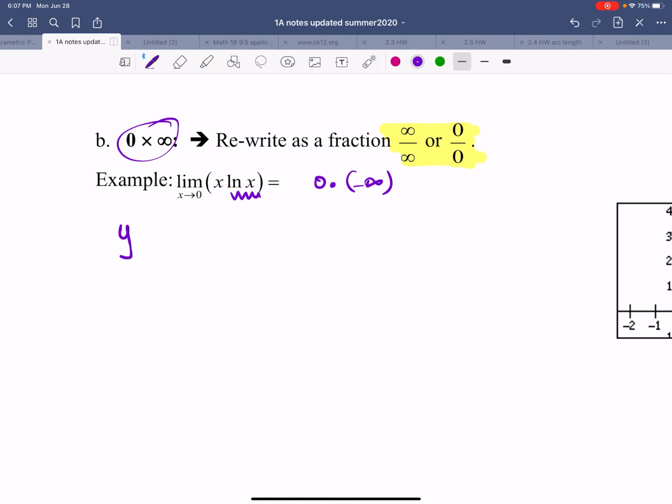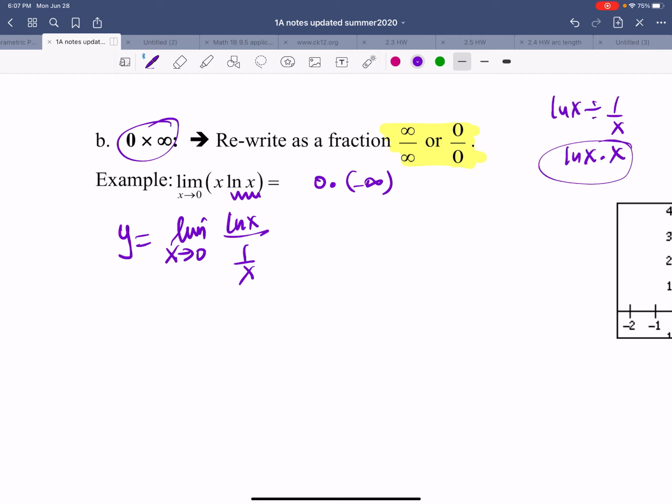We cannot use L'Hopital's rule until we have something in this shape or form. So I'm going to rewrite it. I'm going to say y is equal to limit x approaches 0, natural log of x over 1 over x. Go ahead and take a look at it. It is totally fine to do that, because if you simplify this complex fraction, you're doing natural log of x divided by 1 over x, natural log of x times x. It's back to what you started with. So we didn't change anything except we rewrote it in a different form, the form that's going to work out in our favor.